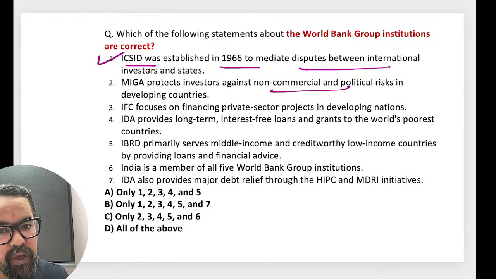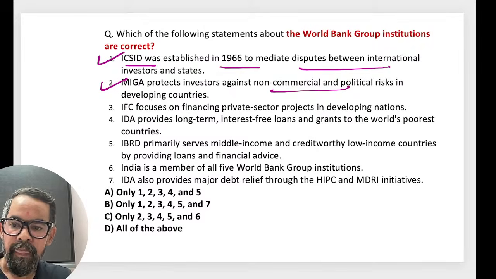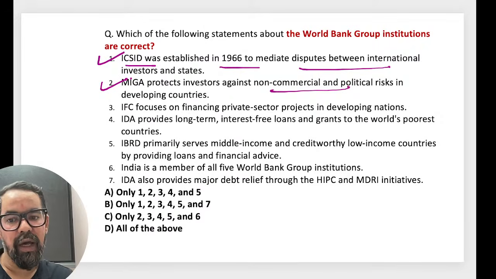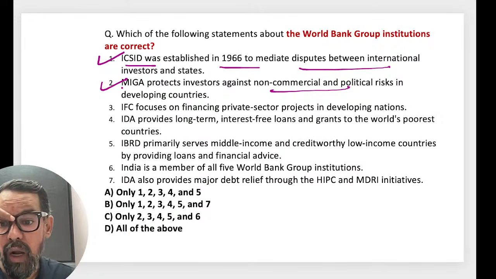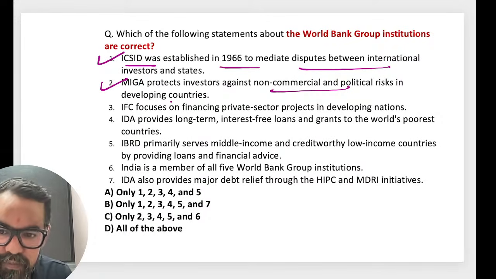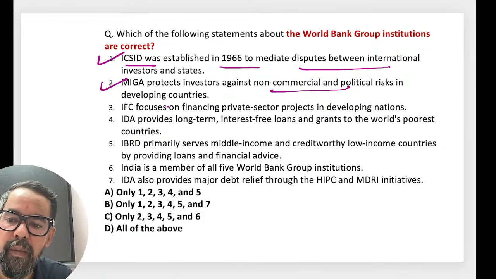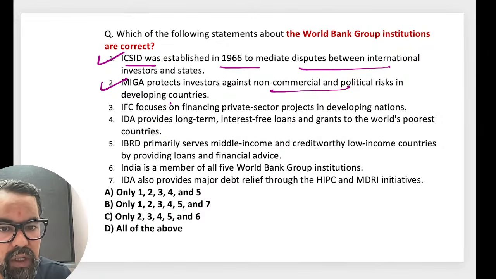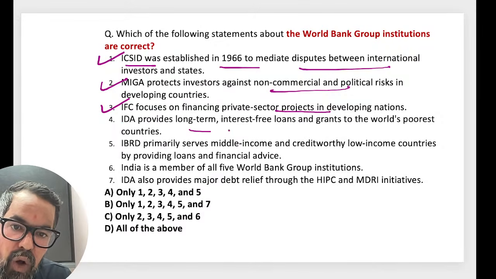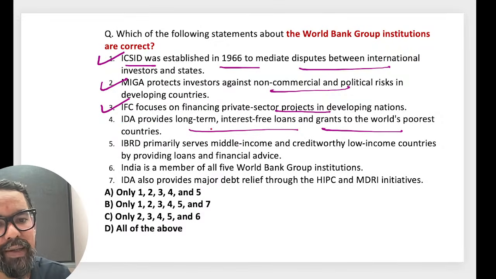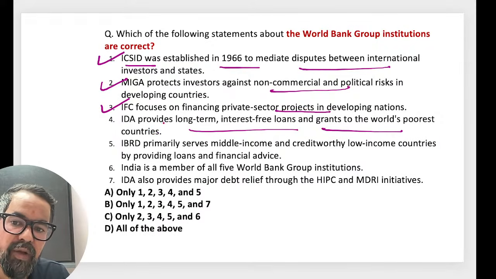First statement is true, MIGA protects investors, absolutely correct. Second statement is also true. It is the Multilateral Investment Guarantee Agency, providing some sort of guarantee to the lenders. Third statement, IFC, the International Finance Corporation, finances private sector projects in developing nations, like in India also. IDA provides long-term interest-free loans and grants to the world's poorest countries. International Development Association.